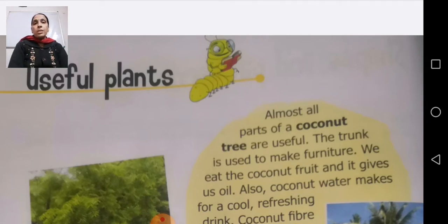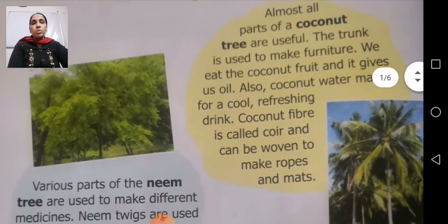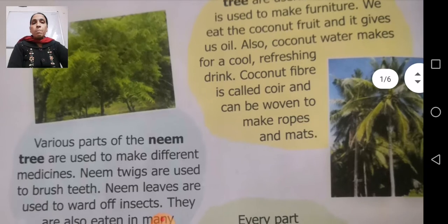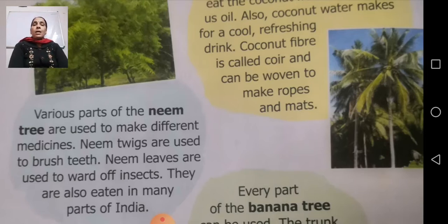So here are the plants which we are going to talk about. In that row, the first plant is your neem tree. As you can see in the picture, that is the neem tree. Now various parts of the neem tree are used to make different medicines. First of all, the very important thing that is related to neem: the neem tree is used to make different medicines.